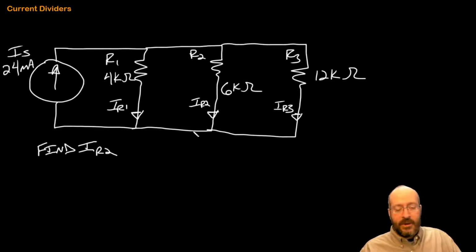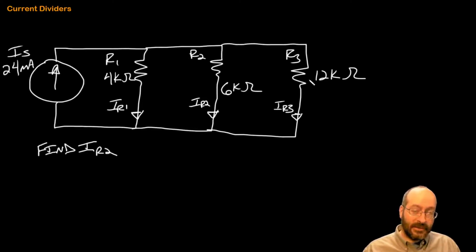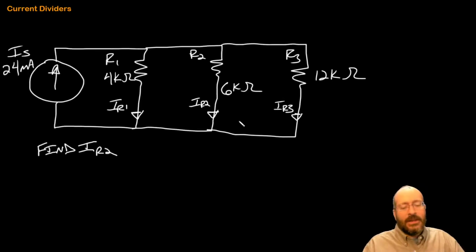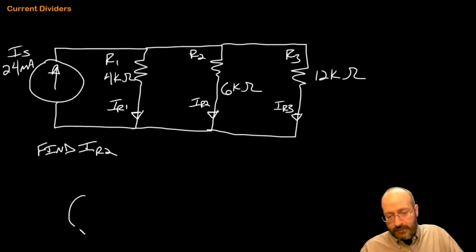Right now we're going to find IR2, and we have to say, are the branches actually in parallel? Well, I see a node up on top here, and I see a node on the bottom, and all three resistors are connected to those same two nodes. So they're all in parallel. Okay, so what do we do with this? The answer is we take this circuit and we redraw it and we force it to look like the current divider that we know and love.